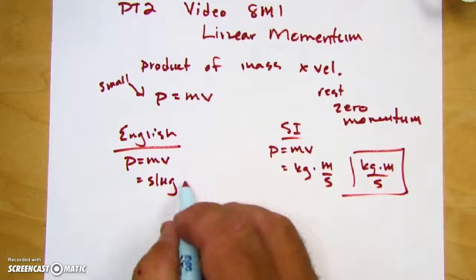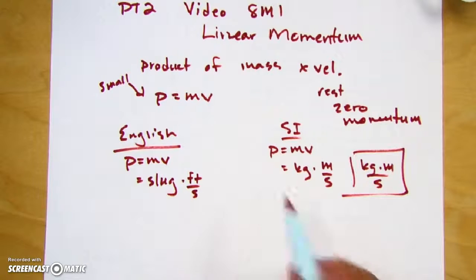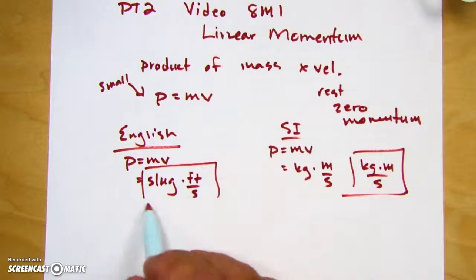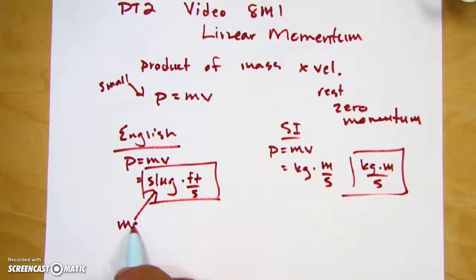Well, velocity would be in feet per second. So that's the units. Nothing cancels out. It's slug times feet per second. Oh my God, that's ugly. I don't know that we'll necessarily even do any math problems with that, but it's important to realize that that's the unit of mass in the English system.